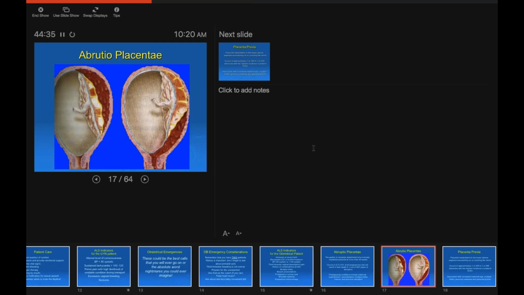This is kind of what it looks like here, tearing from the wall. You can see as it tears, if you look at the picture on the right-hand side, you're going to have a lot of bright red blood from the tearing. This will be very, very painful for this patient.